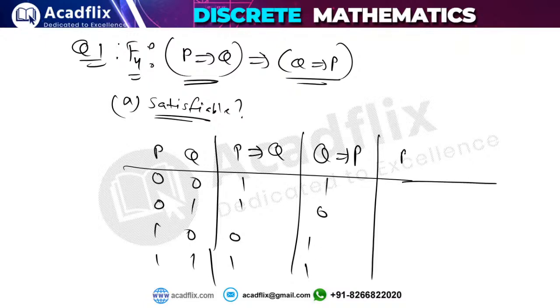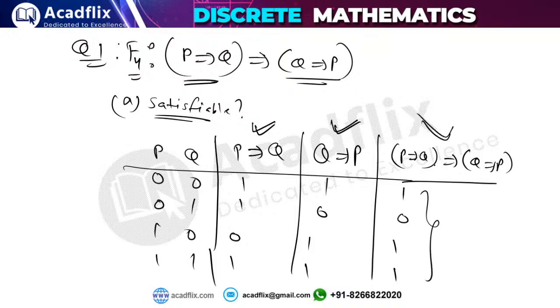Finally, if you want to make the truth table of P implies Q implies Q implies P, so this thing implies this thing. What will be the truth table? The truth table will be 1 1 true, 1 0 false, 0 1 true, 1 1 true. So finally, for this F4 formula, you can see the truth table is 1011.